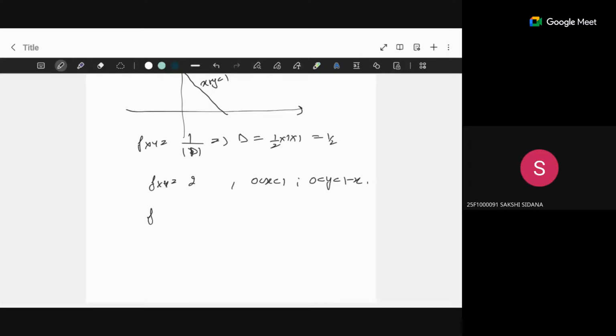Okay. Now we will find out the marginal PDF of x. So it will be integrating with respect to y, correct?